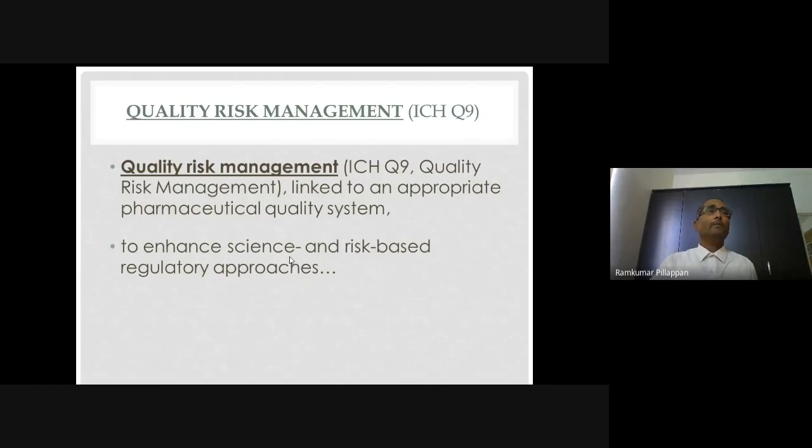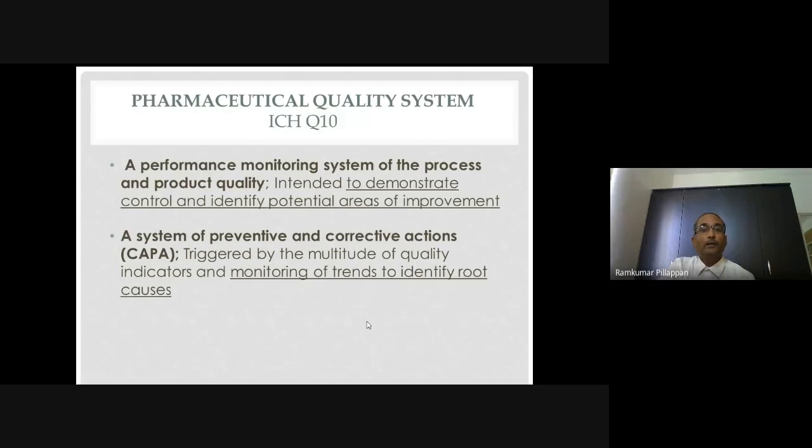Those days we developed a product, okay, it complies with DT, it complies with dissolution, it is stable, it does not have any impurities, okay, the product goes to the market. But nowadays you have to analyze what kind of risk is involved in these processes, what kind of scientific assumptions or scientific facts are involved while developing the product. The performance monitoring, that is Q10, is very important for the process and the product quality. This is to demonstrate that you have control and to identify potential areas of improvement. So this is very, very important, that anything is an ongoing improvement.